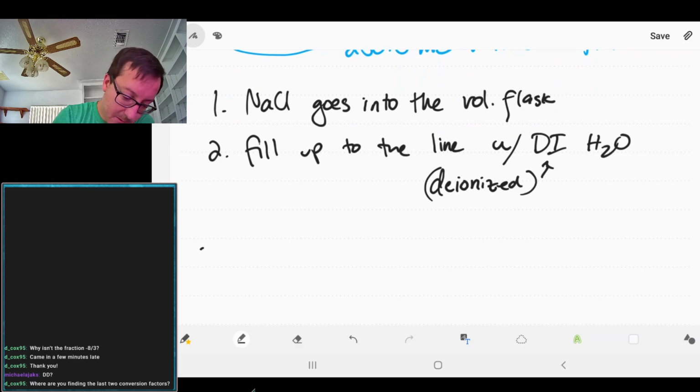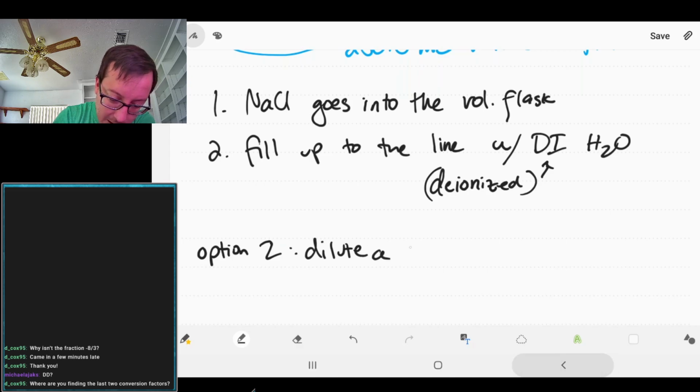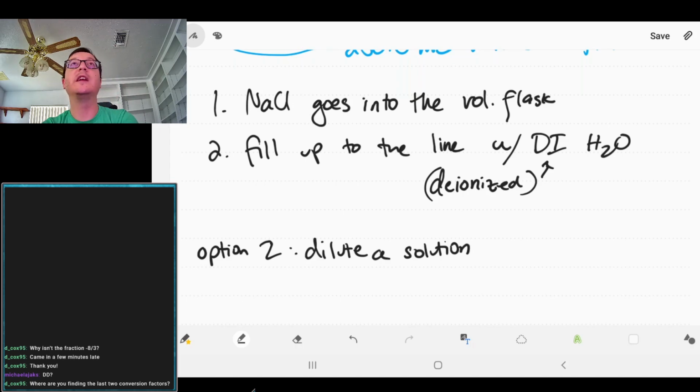The option 2 was dilute a solution. Sometimes if you're making a lot or frequently making different solutions of the same compound, it helps to have a concentrated solution. And then you can just dilute it. It's a little bit easier.